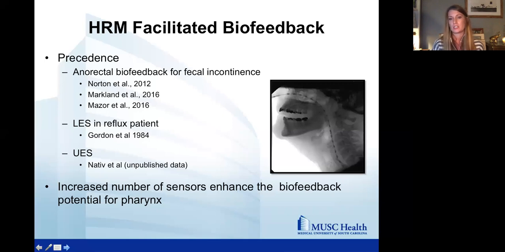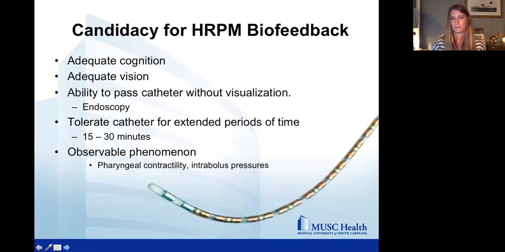And furthermore, technology increases and improves. You saw where Greg demonstrated what an old catheter looks like with maybe 3 or 4 sensors. But now we have an increased number of sensors. This really enhances the use of the tool for biofeedback in the pharynx, given that it's such a small space.